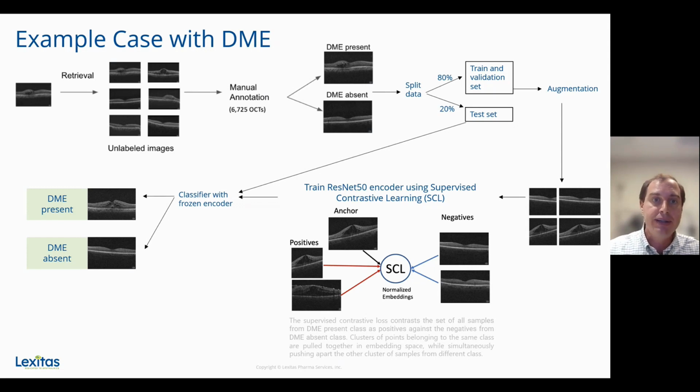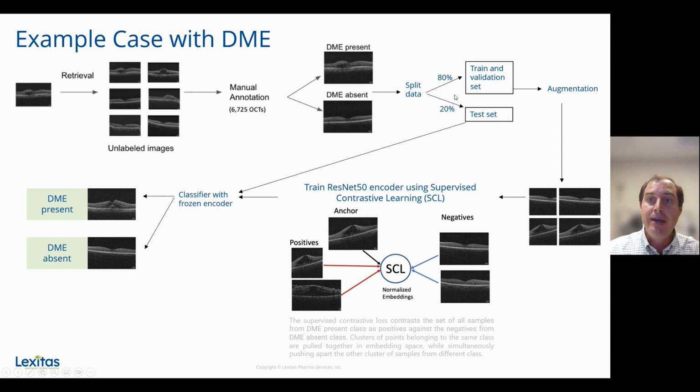So we took 6,725 OCTs and we manually annotated them. The manual annotation was either that DME was present or DME was absent. It was as simple as that, just one binary measurement point. Then we split the data. 80% of the scans were used to train and validate the computer algorithm. 20% were held as a test set.